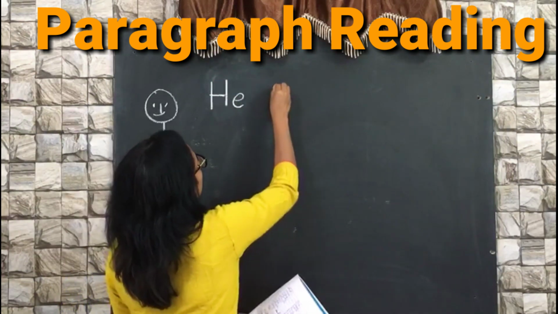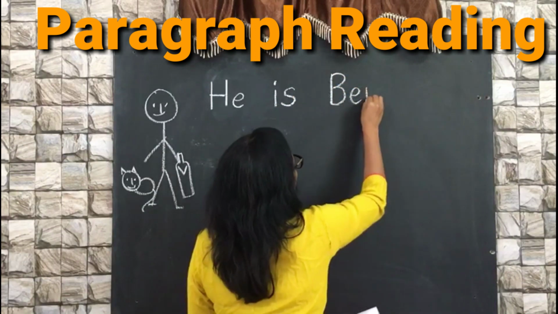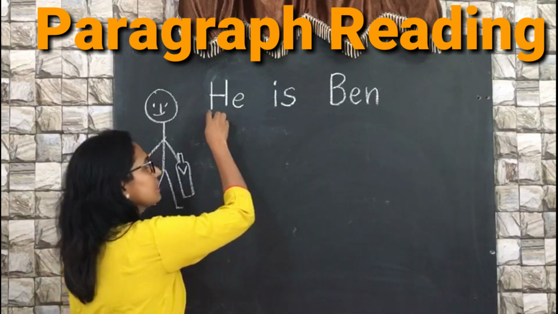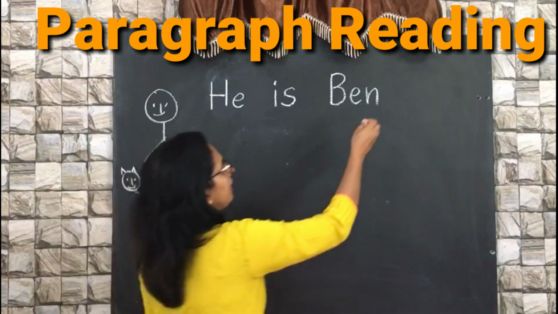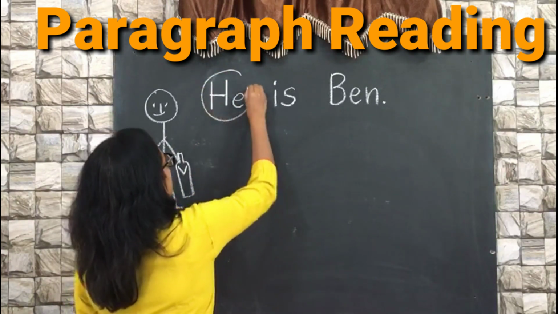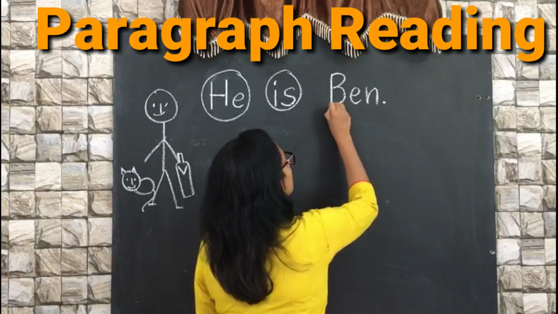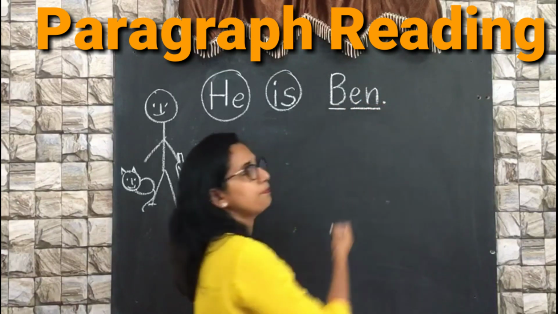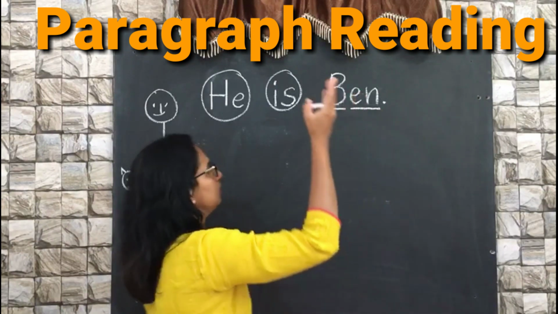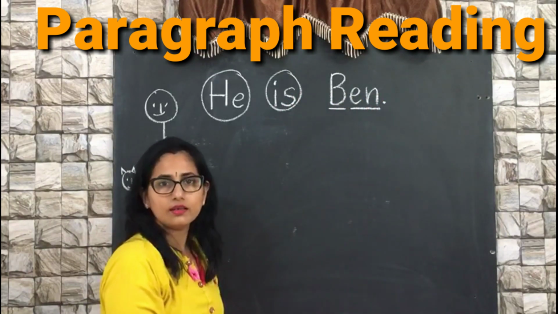He is Ben. While writing the sentence, you should tell your child that a sentence begins with a capital letter and ends with a full stop. In this sentence, circle the sight words and also underline the words which they are supposed to split, like the B sound separately and N together. So they should read like he is B-N, Ben, like that.